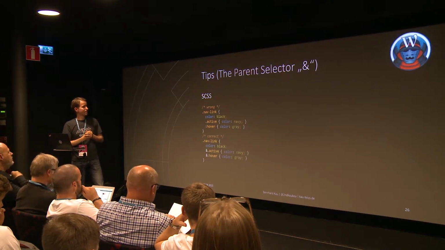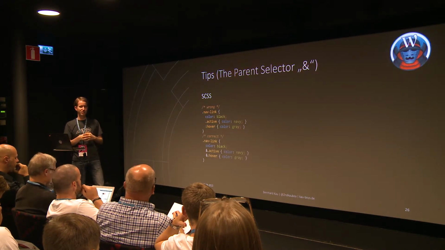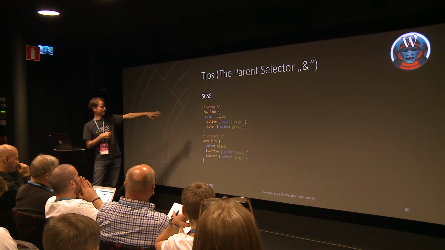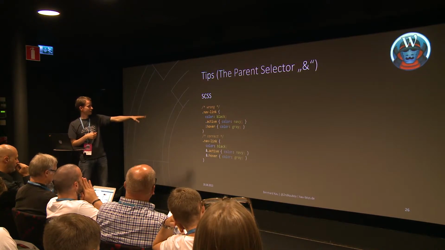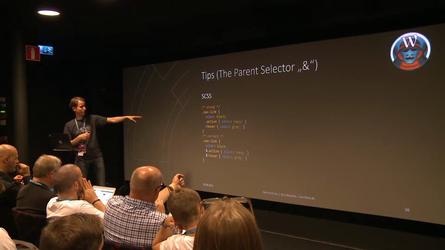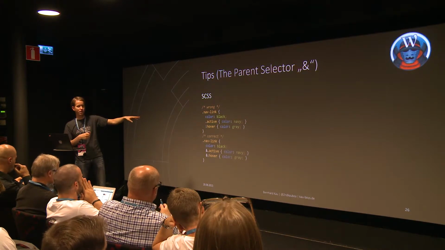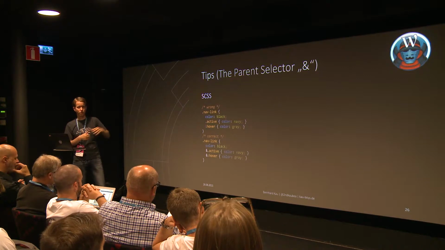So then there's the parent selector. And most of the users using SASS, they don't know about the parent selector, or they don't know how to use it. So let's take this SASS file. You have a navigation link, and then nested inside you have .active as a class and colon hover. So you want to have the link in a different color when it's the active link, and you want to have it in another color when you're hovering it.